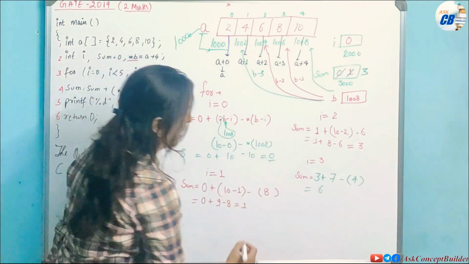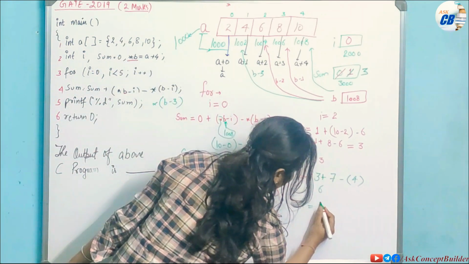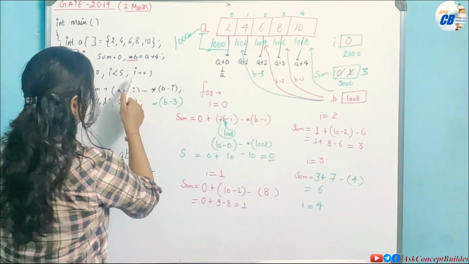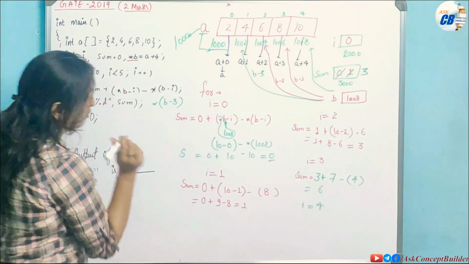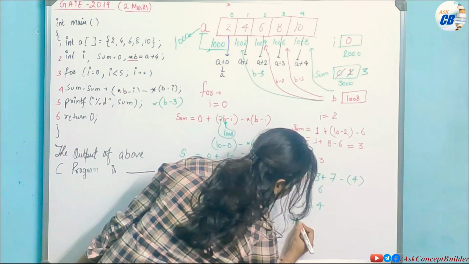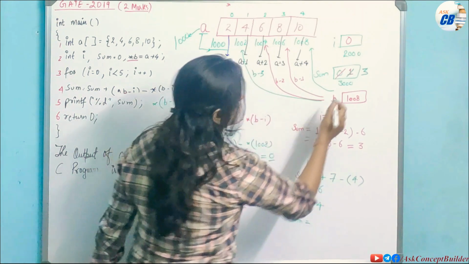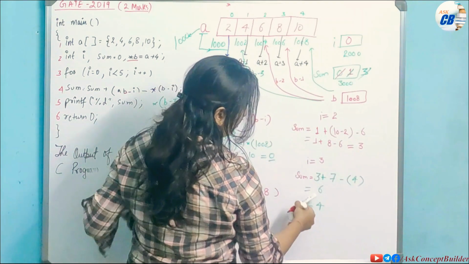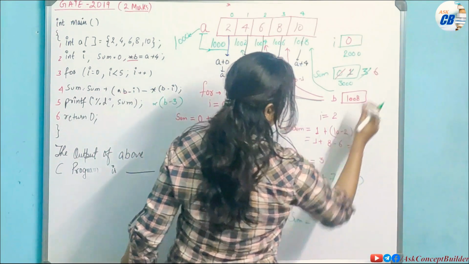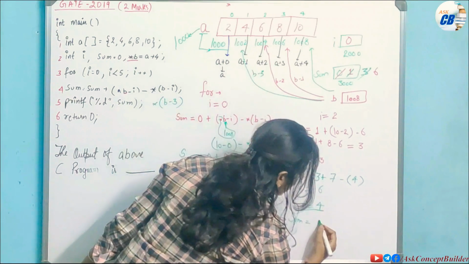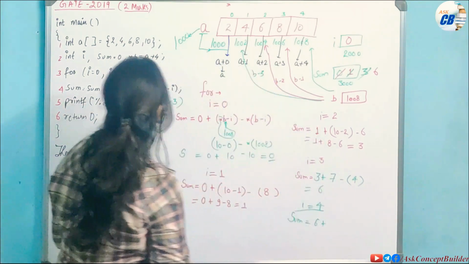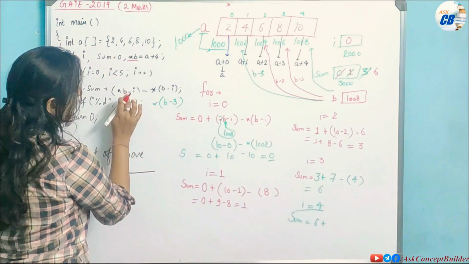Now again I will be incremented by 1, I will become 4. See 4 is less than 5, yes, again the condition is true. Now again we have to move to this step. Sum equals sum plus. Here sum has become 6 for the I equals 3 value. Now for I equals 4, sum is equal to 6 plus. Again see star b minus I.